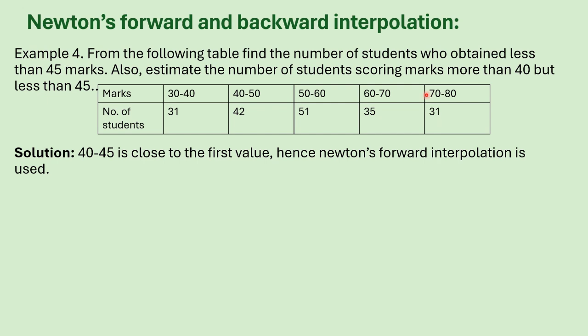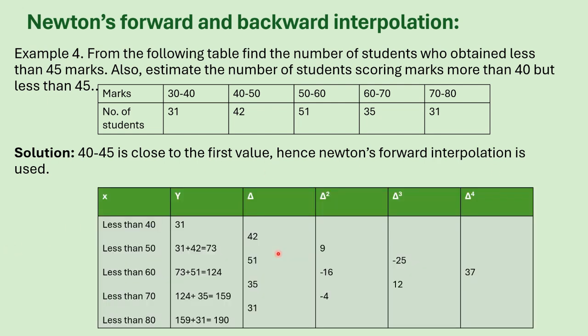Here we have to interpolate 45, which is close to the first value. So we have to use the Newton forward interpolation formula. Let's form the table first. This is given as continuous, 30 to 40, so we'll write it as less than 40. Less than 40, the number of students who scored is 31.